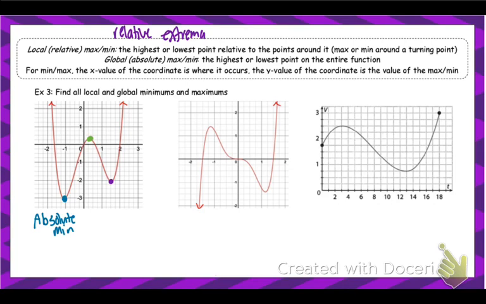Now that green point, though, it's not the highest point on the entire graph. But if you notice, it is the highest point relative to those points that are closest to it. It's the top of a curve. It's a turning point. Your graph changes from going up to going down. So that point right there is what we would call a relative or local maximum.